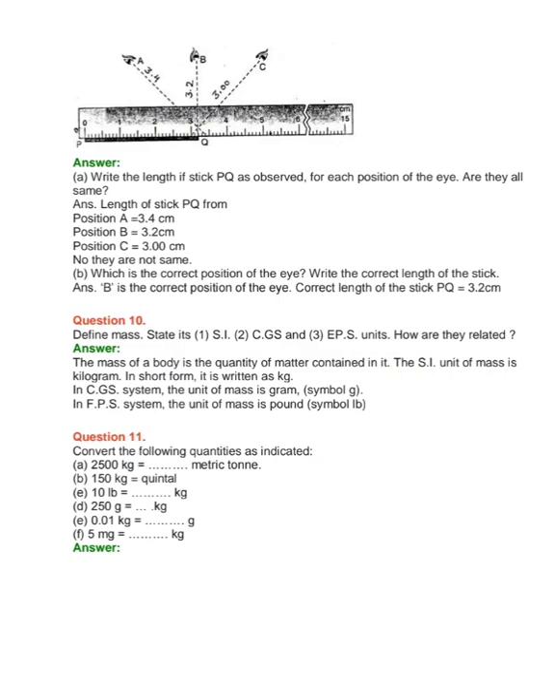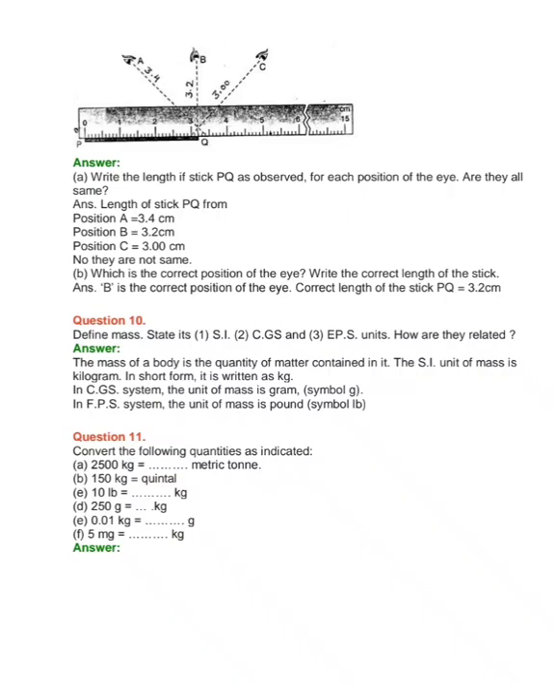Answer. The mass of a body is the quantity of matter contained in it. The SI unit of mass is kilogram. In short form, it is written as kg. In CGS system, the unit of mass is gram, symbol g. In FPS system, the unit of mass is pound, symbol lb.